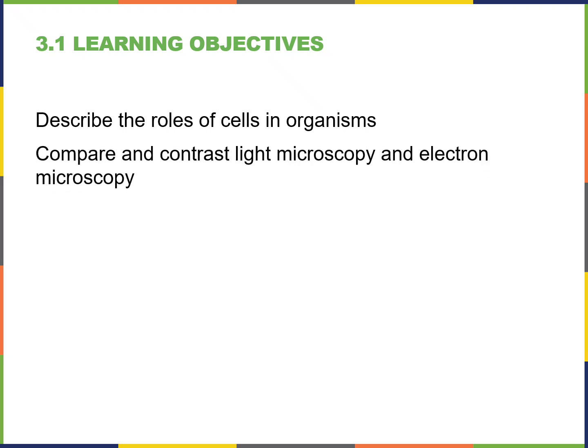So, our learning objectives for at least the beginning part of this chapter: describe the roles that cells play in organisms. I'm going to tell you right now it's super important. Compare and contrast light microscopy and electron microscopy. And then summarize the gist of cell theory. Okay.